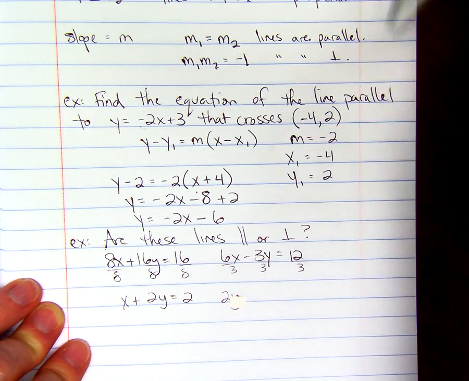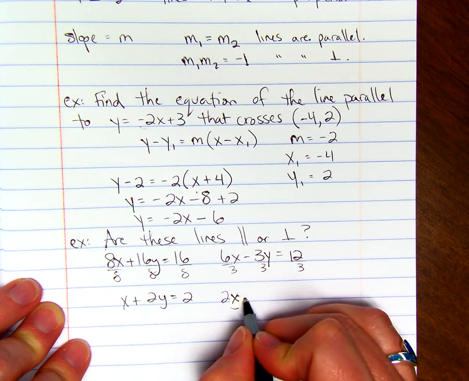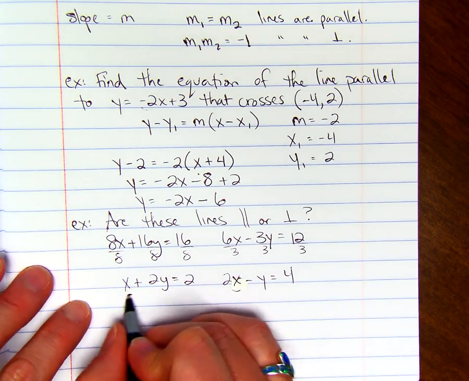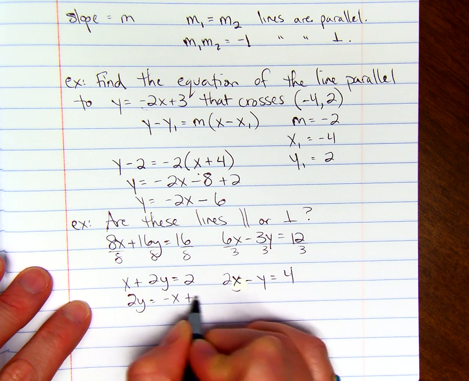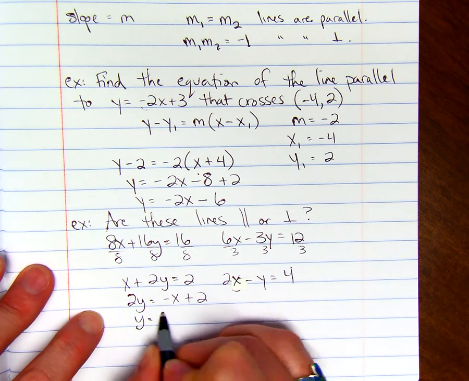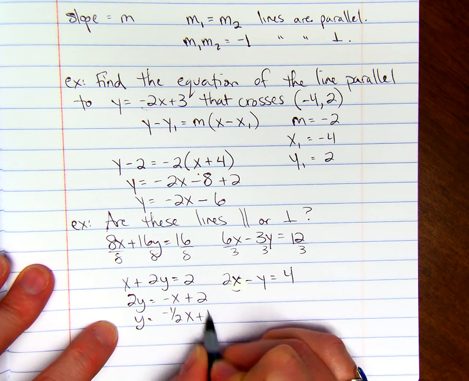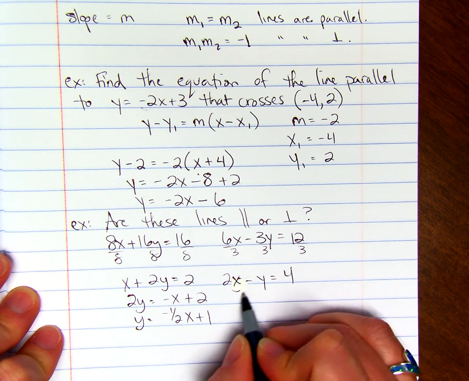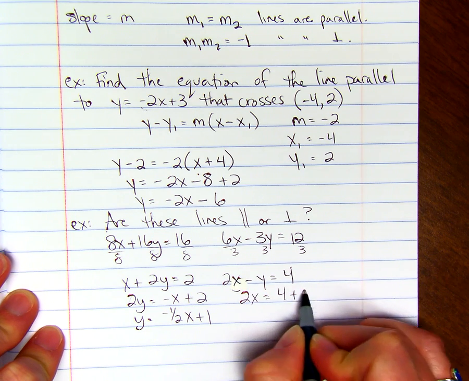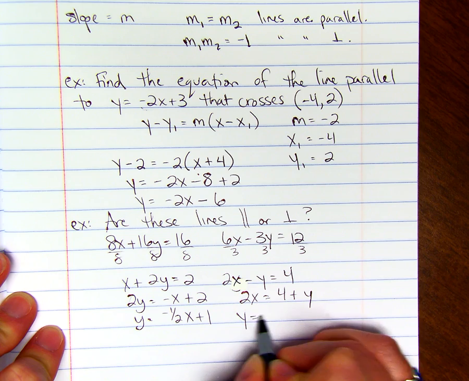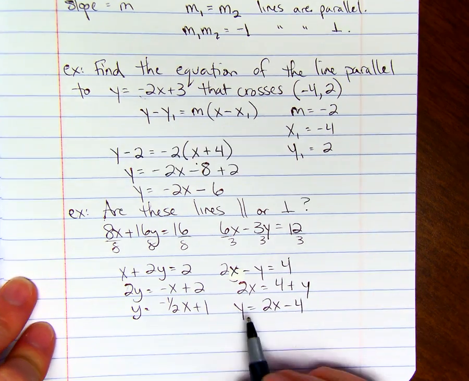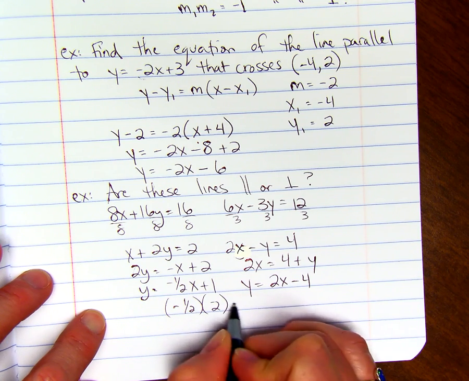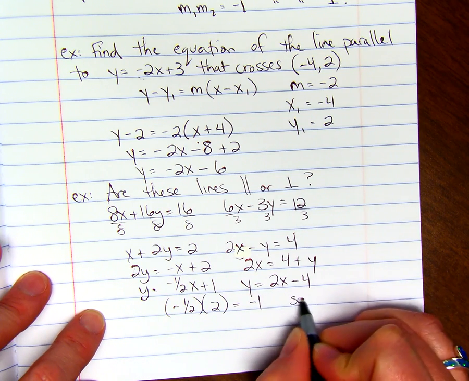2x, 6 divided by 3 is 2, minus y equals 4. Then I'd solve for y. So I have 2y equals -x plus 2, divide by 2, -1/2 x plus 1. And then this one I would add y to the other side, and then subtract 4. So y equals 2x minus 4. And if we have the slopes, negative 1/2 times 2 will give you negative 1, so the lines are perpendicular.